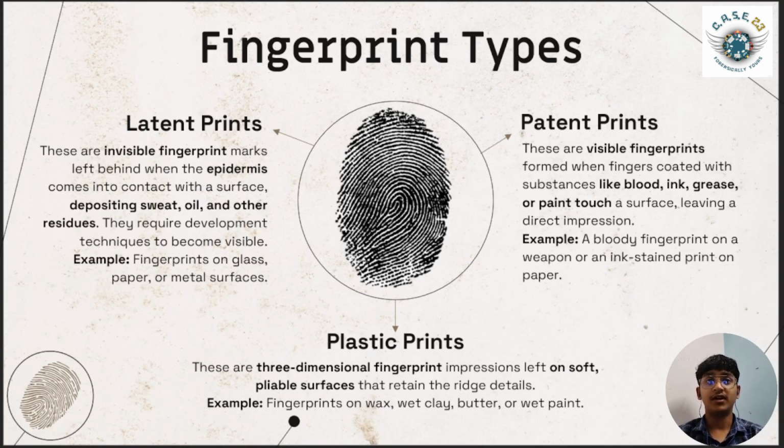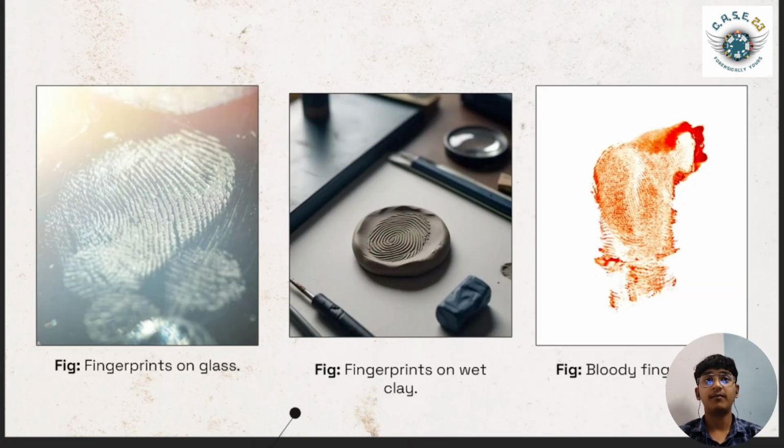The last ones are plastic prints. They are 3D prints. If you press your finger onto something soft like wax, butter, or wet paints, your fingerprint leaves a deep impression. Ever seen your fingerprint in wet clay? That's plastic prints. So whether they're hidden, visible, or three-dimensional, fingerprints are everywhere. So these are some of the images of latent, patent, and plastic prints.